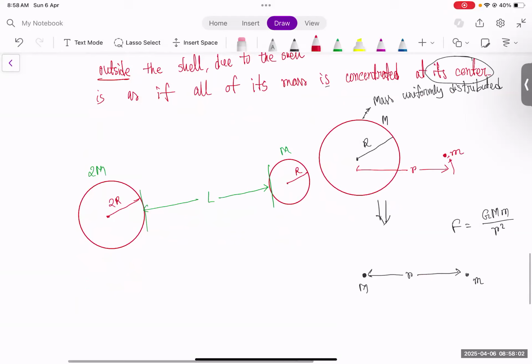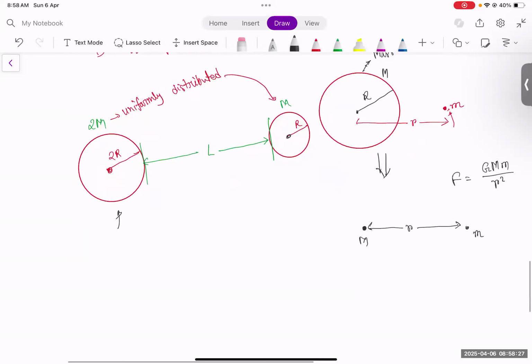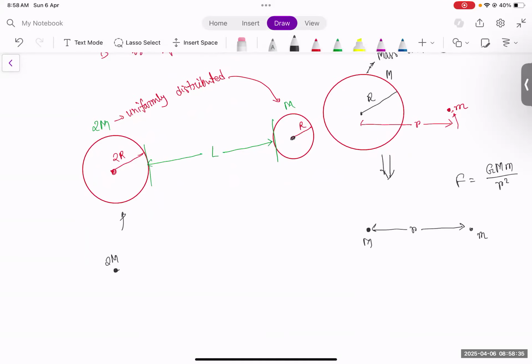So what am I going to do? Oh, by the way, the mass is uniformly distributed for both objects. Okay, so mass uniformly distributed. Then when I am working with this shell and finding the field at a point outside it, I will treat it as if all of its mass was concentrated at its center. So the 2m mass is concentrated at the center. I will find the field outside this one too, so I will treat it as if its entire mass is concentrated at its center.